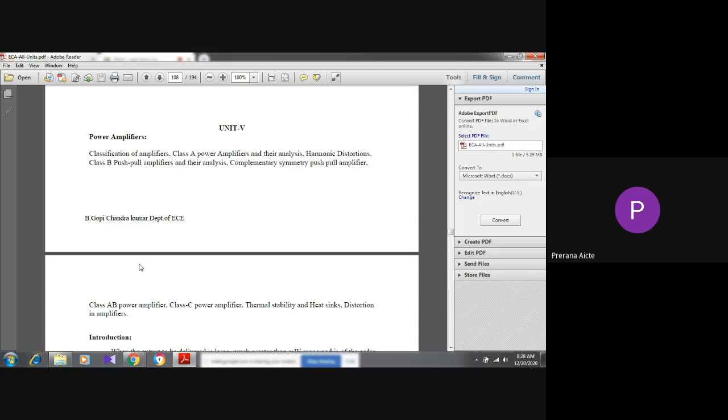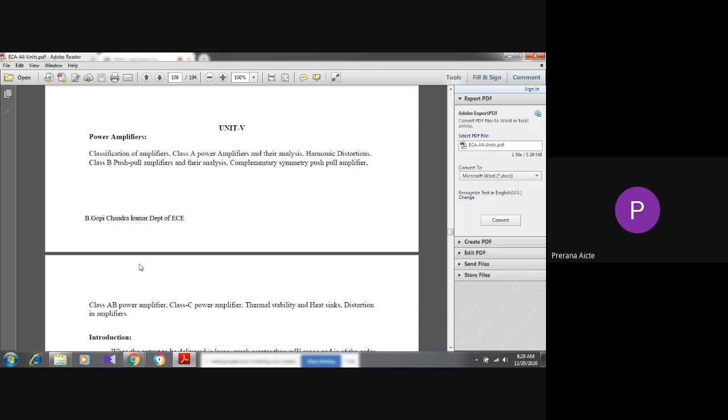Mainly these power amplifiers are used to deliver the maximum amount of power to the load. That is the main aim of these power amplifiers. These amplifiers are classified based on the operating point, especially. We have the operating point or Q point, the quiescent point, and the coordinates of this Q point are VCE, comma IC, that means output voltage and output current. From these quiescent values, we can find the Q point.